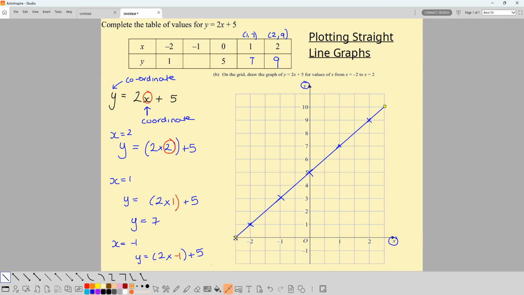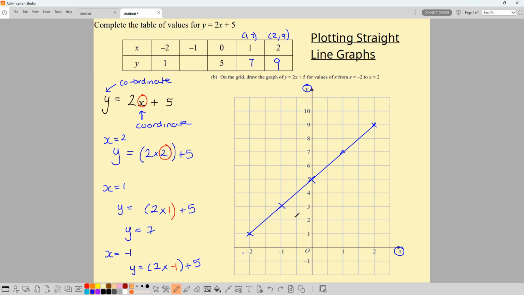Now it specifically asks for the line between the values of negative 2 to 2. So there we go. It goes from x being negative 2 to x being 2. And a student would know if they've got it wrong if they don't get it in a straight line. I'll just fill in that missing value there, which was 3. There you go.